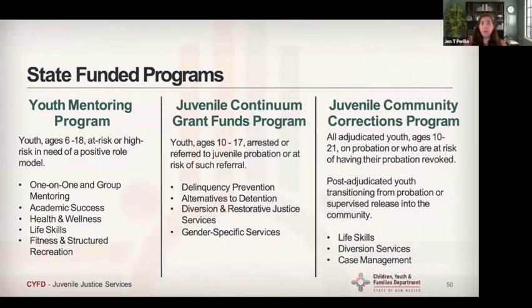The state funds a number of programs at all of the different intercept levels for juvenile justice services. The first two on this page are from earlier intercepts, but the Juvenile Community Corrections Program falls within this intercept, where all adjudicated youth ages 10 to 21 that are on probation or are at risk of having their probation revoked can qualify for services, as well as post-adjudicated youth transitioning from probation or supervised release into the community can receive services and case management and education, for example, life skills, coaching, etc.